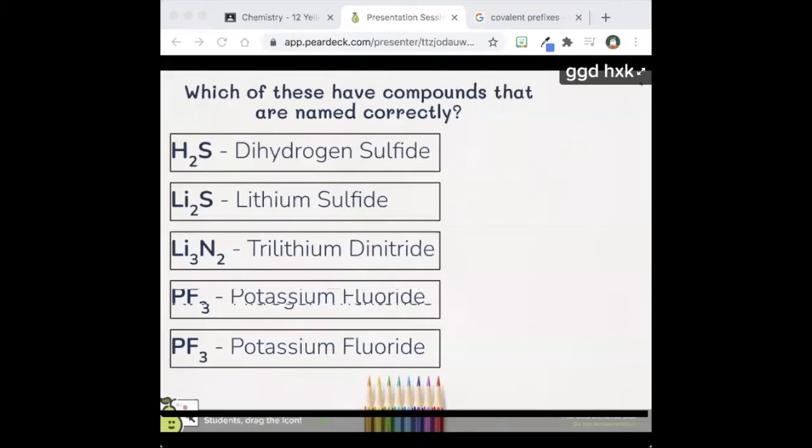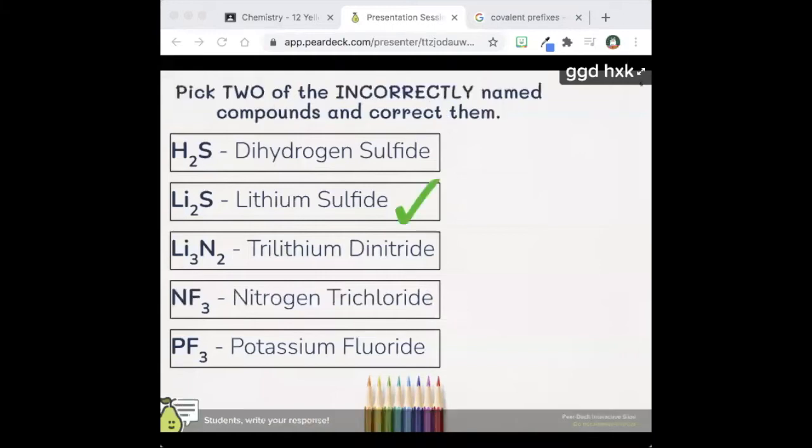Okay, so what I would like you to do now is on your screen, I want you to choose 2 of these and fix them. Lithium sulfide was the only one that was correct. Each one of these other 4 compounds has something wrong with it. So I want you to attempt to fix them. Maybe if you did not choose lithium sulfide as your correct answer, choose that one and see if you can figure out the correct name using your classmates' explanations.